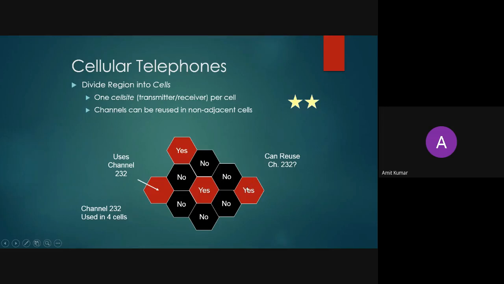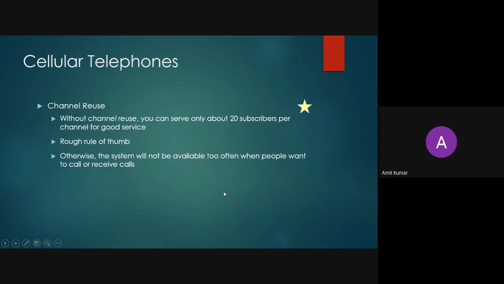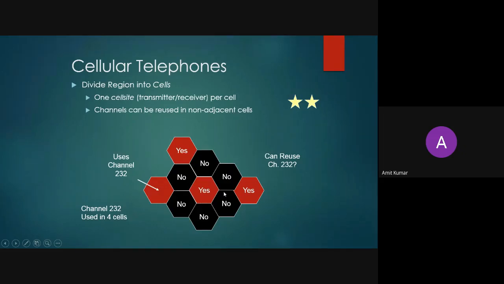So why are we using frequency reuse? To increase the number of channels. After some distance, we are placing the same frequency in another cell. So here the first frequency will be there, then second, third, fourth. The frequency of all red cells will remain the same. Where the black cells are, you can't place that same frequency.